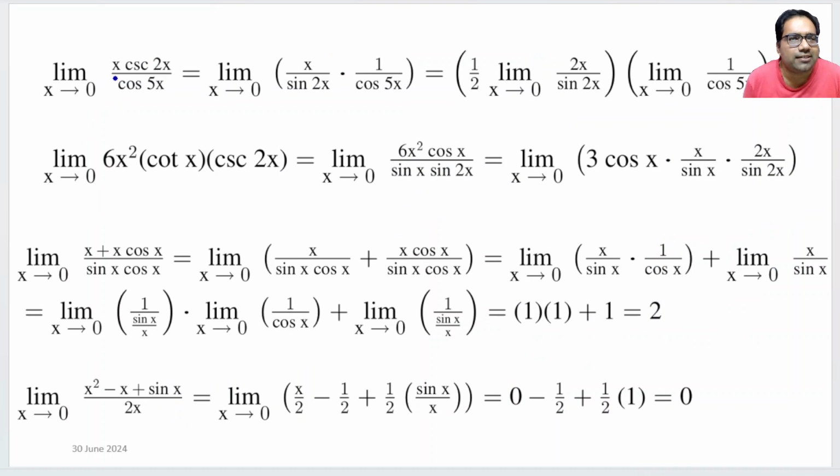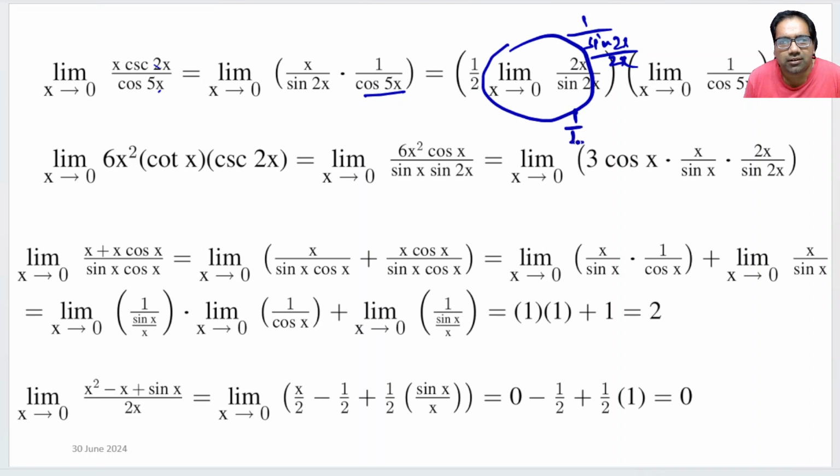Let's look at this. x into cosecant 2x by cos 5x. Right, let us convert this into sine again. Cosecant 2x is 1 by sin 2x, right? x by sin 2x and cos 5x. Cos 5x we are not so worried about because cos 0 is anyway 1. So this becomes 2x by sin 2x. We can write it as 1 by sin 2x by 2x. It doesn't matter. So for this part the limit is 1. Basically half into 1 into, again, as 5x goes to 0, 1 by cos 0 is equal to 1. So the answer is 1 by 2.